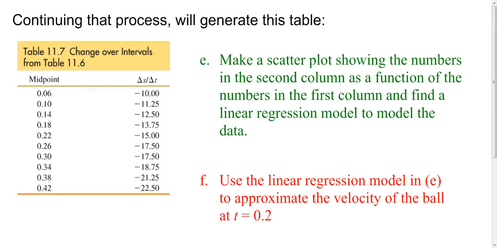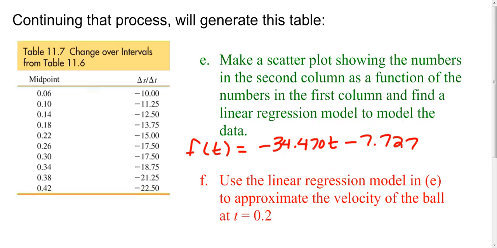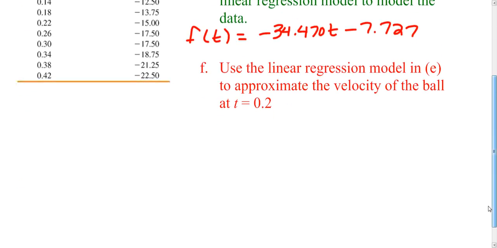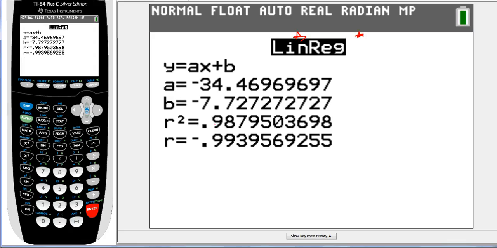My linear regression equation was about negative 34.470t minus 7.727. Then it says use the linear regression model to approximate the velocity of the ball at t equals 0.2. If you're approximating that velocity, you're going to do the numerical derivative at 0.2. You're going to plug that into your calculator, so I'll practice that with you real quick.